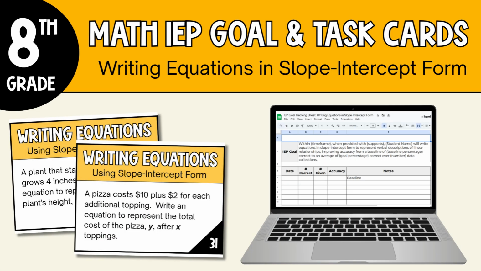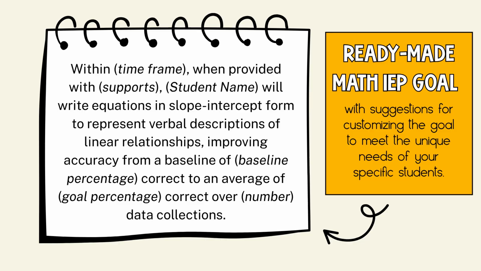Come take a look at one of my IEP goal and task card sets. This set is designed especially for 8th graders who are learning to write equations from verbal descriptions of linear relationships. This game-changing resource includes a ready-made IEP goal about writing equations in Slope-Intercept form, along with suggestions for customizing that goal to meet the specific needs of your student.